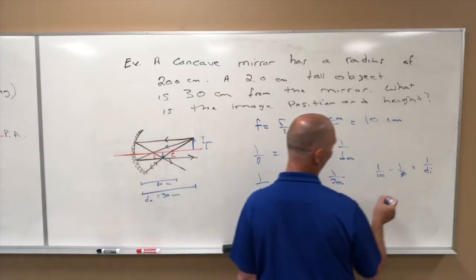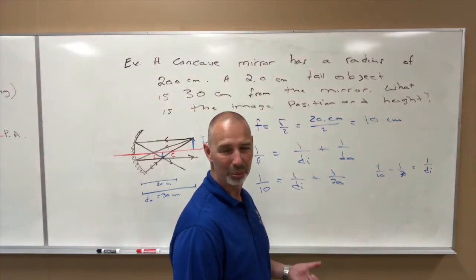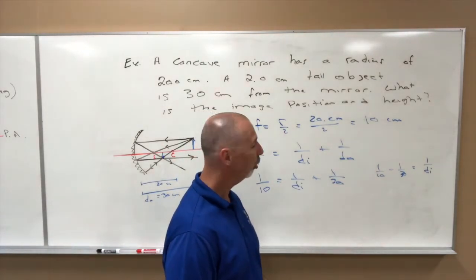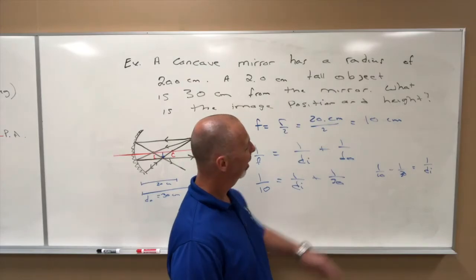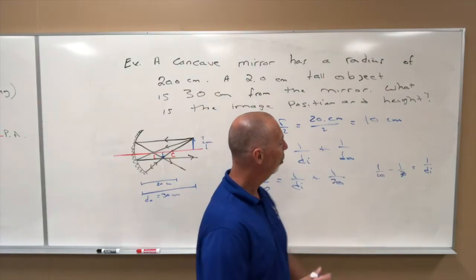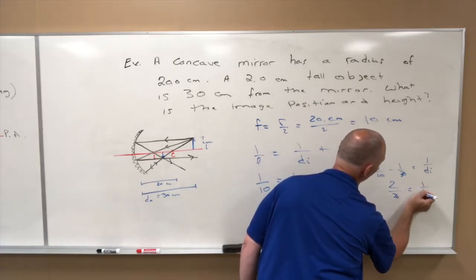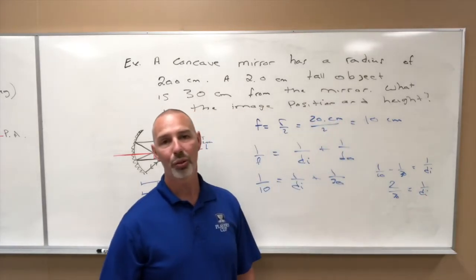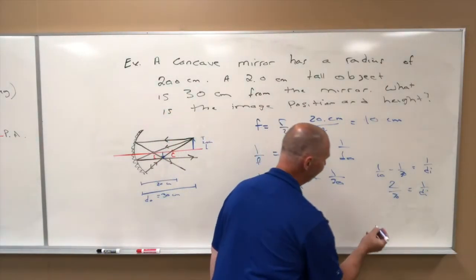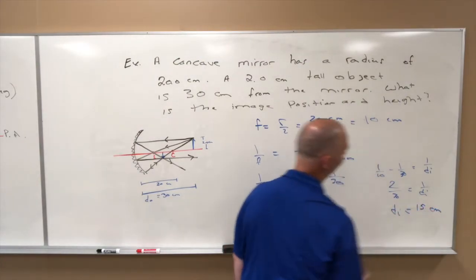And now we're going to figure this out. You guys can use fractions. You guys are good at fractions. Remember, fractions are your friends. Even though we haven't used fractions much in physics, this is an area where you could. Let's get a common denominator. That would make this 3/30ths. 3/30ths minus 1/30th is 2/30ths. 2/30ths is 1 over 15. And if 1 over 15 equals 1 over di, that tells us that di equals 15 centimeters.